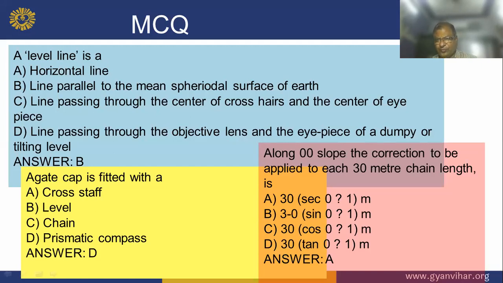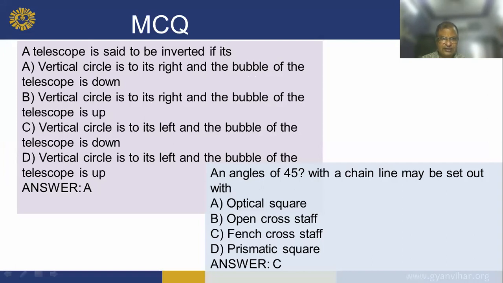Along a slope, the correction to be applied to a 30-meter chain. Which is the correct answer? The correct answer is A. And a telescope set to vertical is inverted. Which is the correct answer? The correct answer is A: the vertical circle to its side and the bubble of the telescope is down.